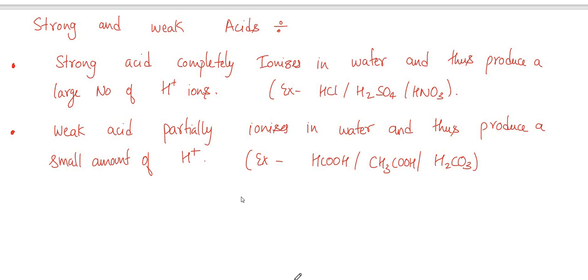Examples are HCl, H2SO4, HNO3. It means all mineral acids, exception is carbonic acid. They are strong acids. They will ionize and produce a large number of H plus ions. And weak acids partially ionize in water and produce a small amount of H plus. So examples are formic acid, methanoic acid, carbonic acid. See, carbonic acid is a mineral acid, but still it is a weak acid. Why? Because it is not completely ionized in water, it is partially ionized and forms a small amount of H plus ion in aqueous solution.